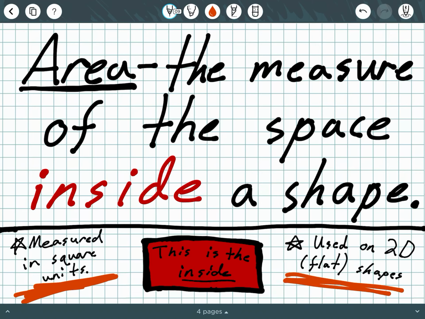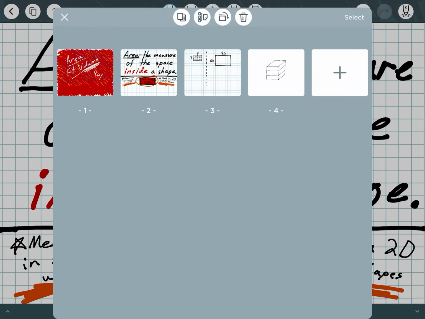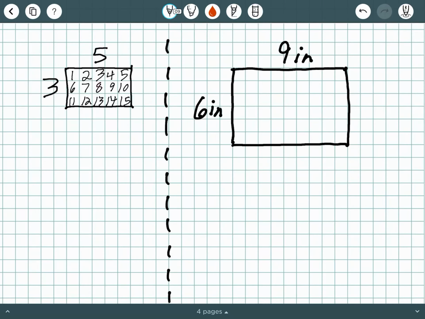We also use area to talk about two-dimensional or flat shapes. See this shape right here? It is flat, so we would measure it using area. A piece of paper is flat, we would measure it with area. So to measure area, or examples of area, you've definitely seen stuff like this before.